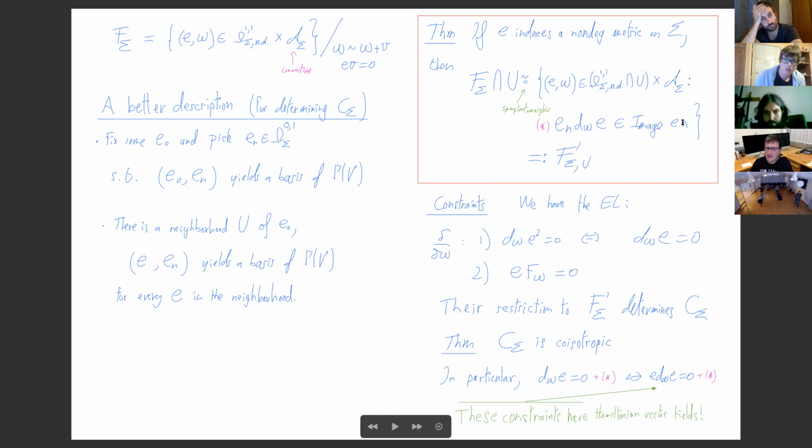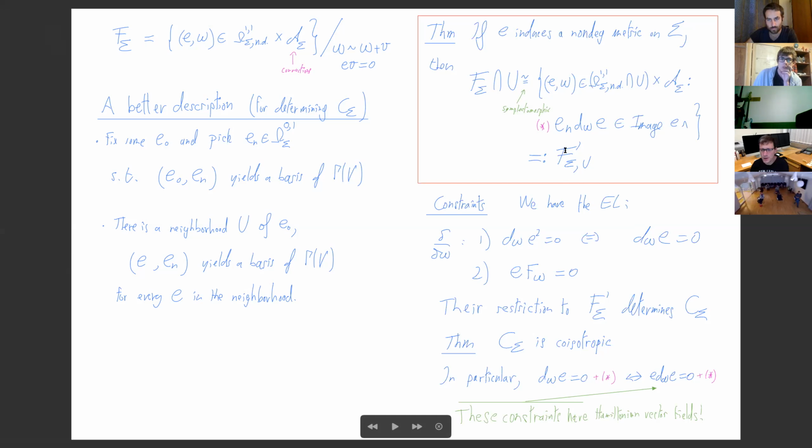Well, this is true under some assumptions. The first assumption is, of course, that E is non-degenerate. This is part of the physical data. But the second assumption is, as in the Einstein-Hilbert case, that the metric induced on the boundary by E should be non-degenerate. This is an assumption that we also had in the Einstein-Hilbert case. So if E induces a non-degenerate metric on sigma, we have this description of the quotient.